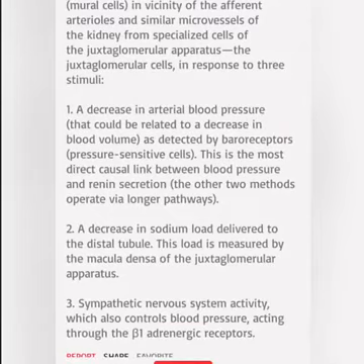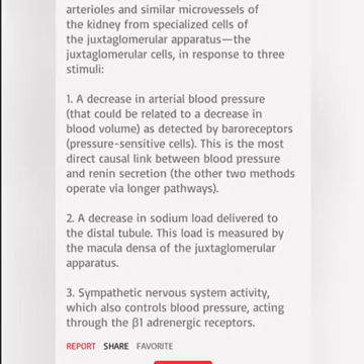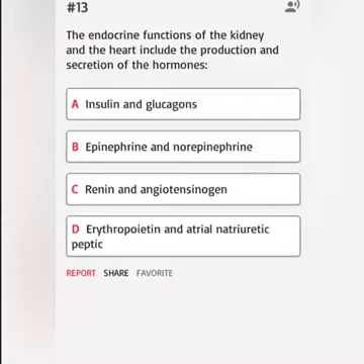The other two methods operate via longer pathways. 2. A decrease in sodium load delivered to the distal tubule. This load is measured by the macula densa of the juxtaglomerular apparatus. 3. Sympathetic nervous system activity, which also controls blood pressure, acting through the beta-1 adrenergic receptors. The endocrine functions of the kidney and the heart include the production and secretion of the hormones.